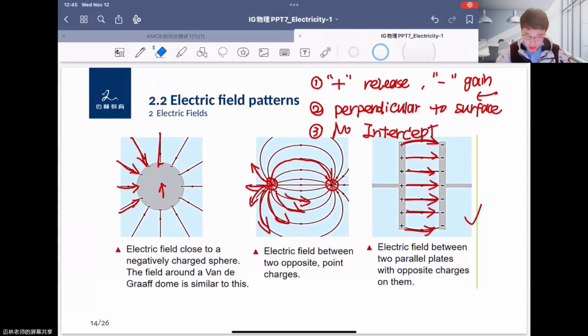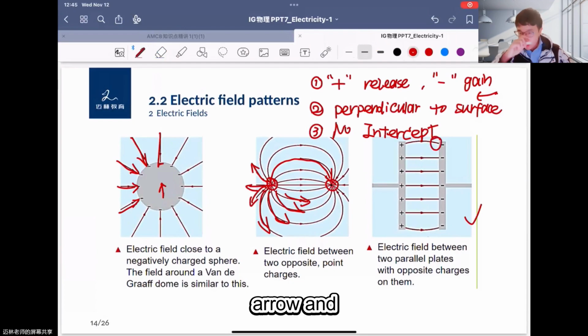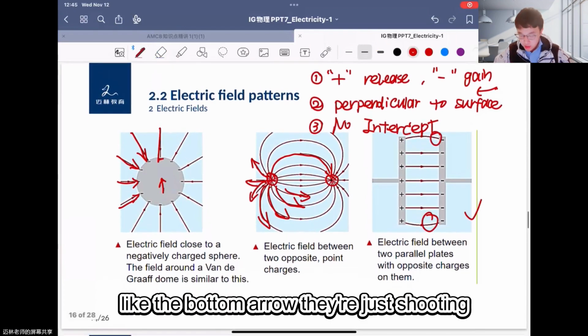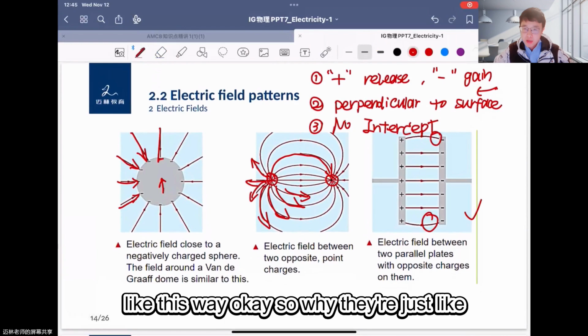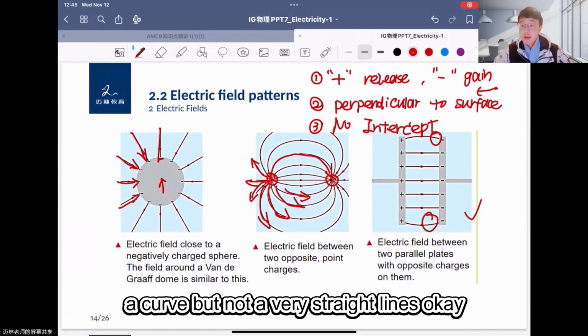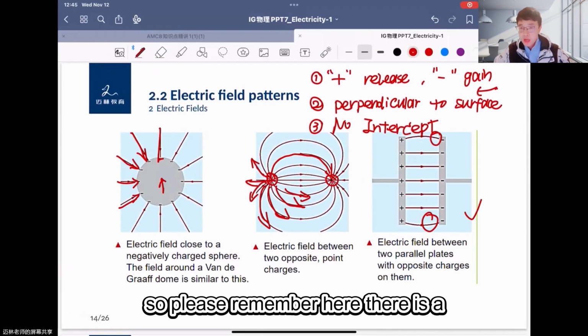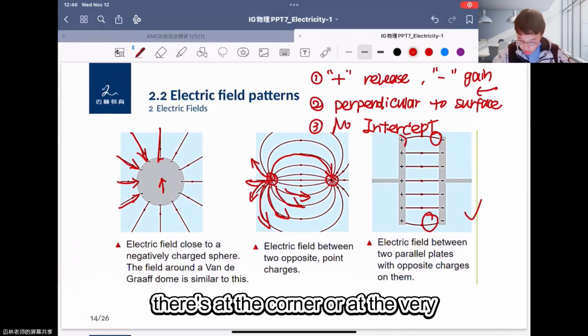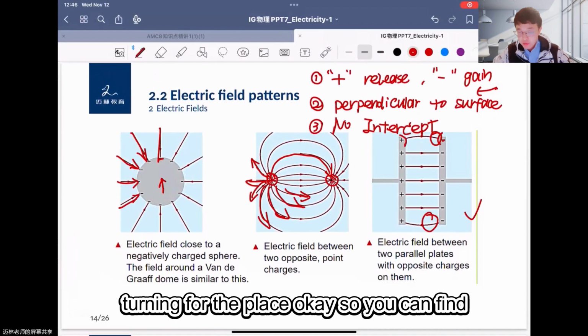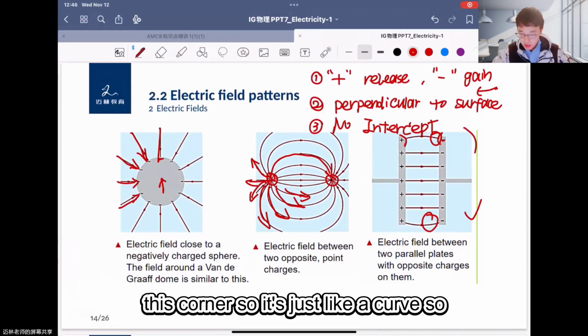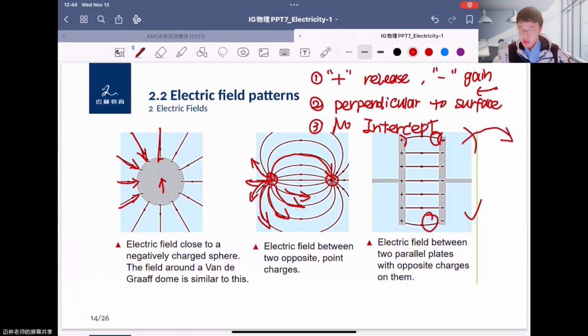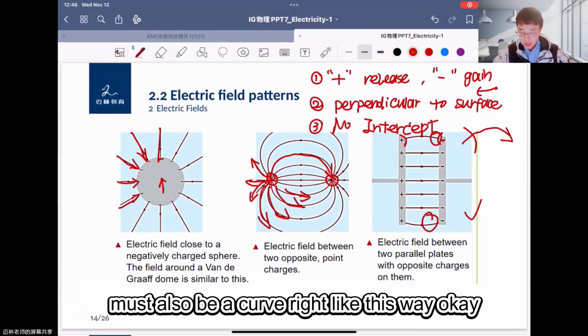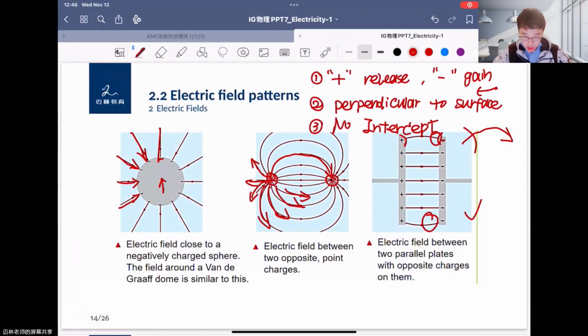And maybe you have a question. Teacher Mai Lin, I'm wondering why the above arrow and the bottom arrow are shooting like this way. Why are they curved, but not straight lines? Please remember, there's a curve because it's at the corner, at the very turning of the place. You can find this corner, so it's just like a curve. Since the lines must be perpendicular to the curve, they must also be curved, right? Like this way. Okay, so this is for the electric field.